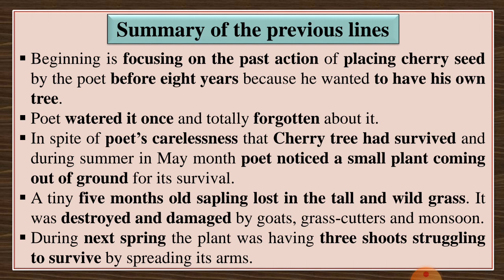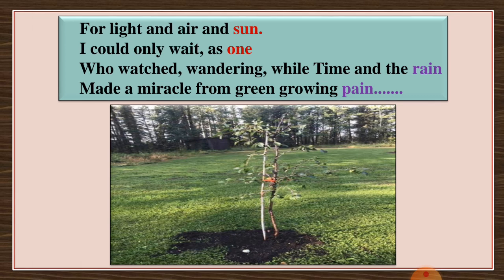So students, just keep in mind all these things that we discussed in our previous lecture. Now let's focus on the remaining lines of the poem with the help of the next slides. For light and air and sun, I could only wait as one who watched wandering while time and the rain made a miracle from green growing pen. It means that the cherry plant was struggling for sunlight and air for its survival.